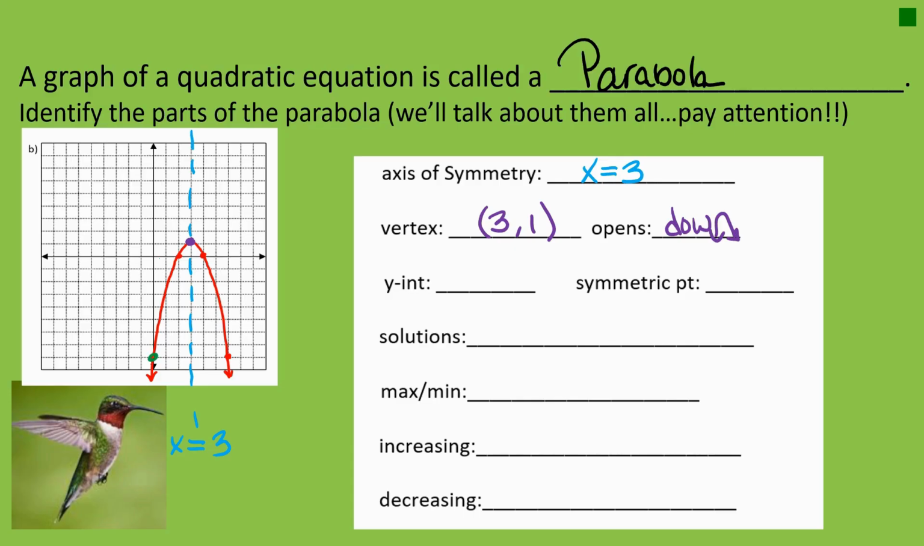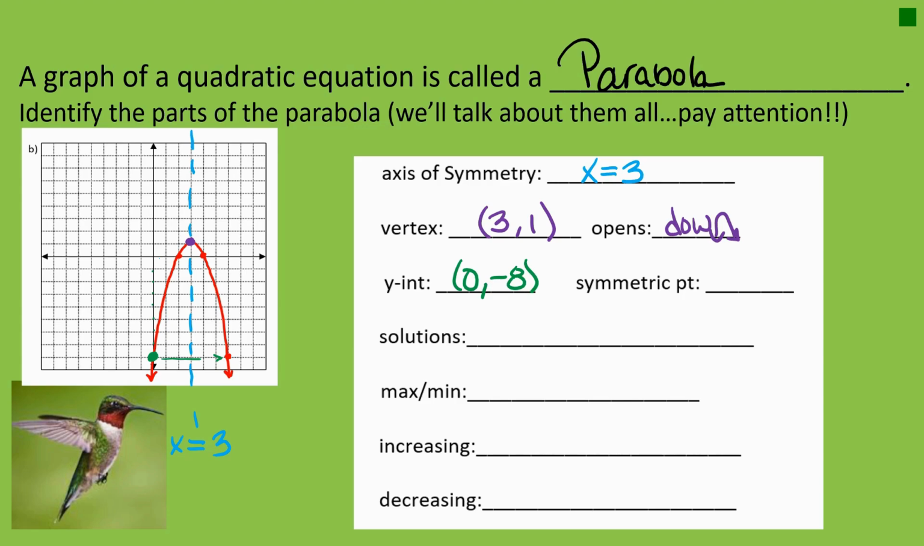The y-intercept is the point where it crosses the y-axis, which is right here. It's always at x equals 0, and in this case, it's down 1, 2, 3, 4, 5, 6, 7, 8, down 8.